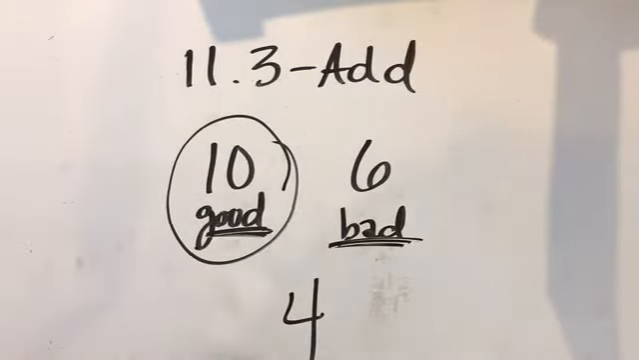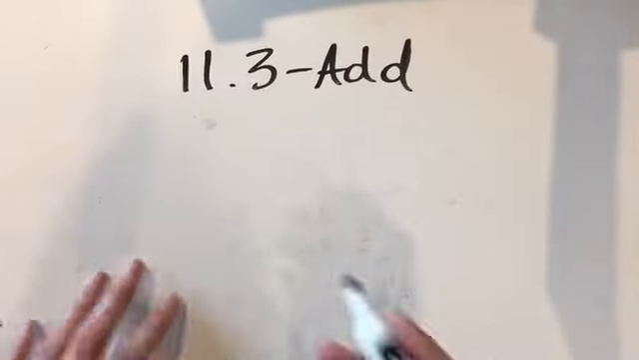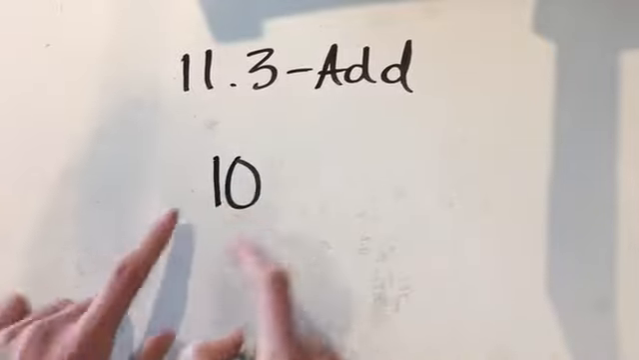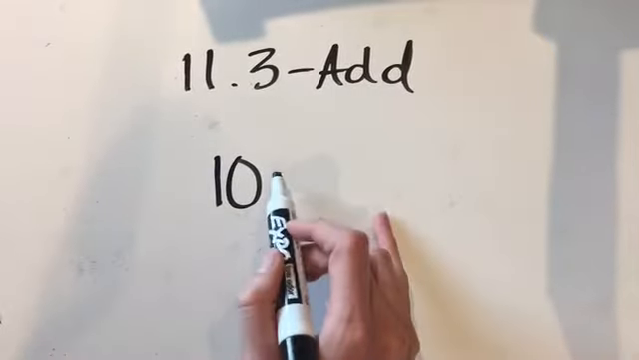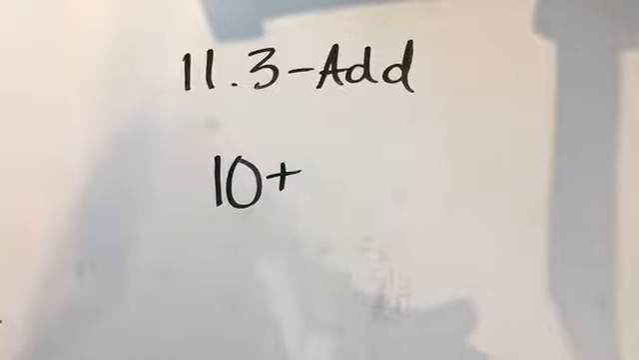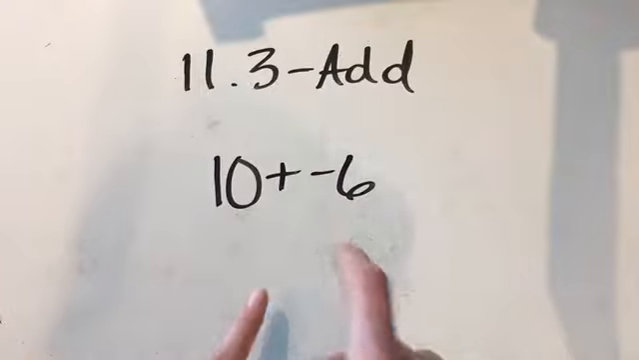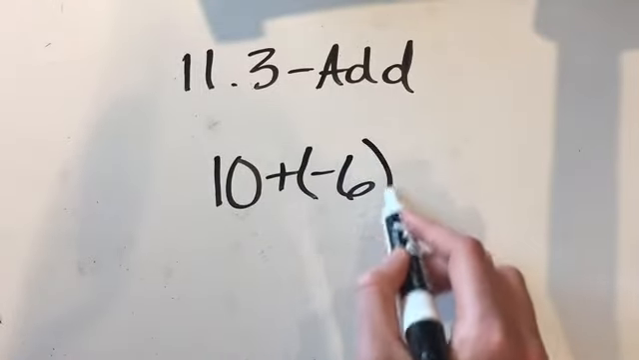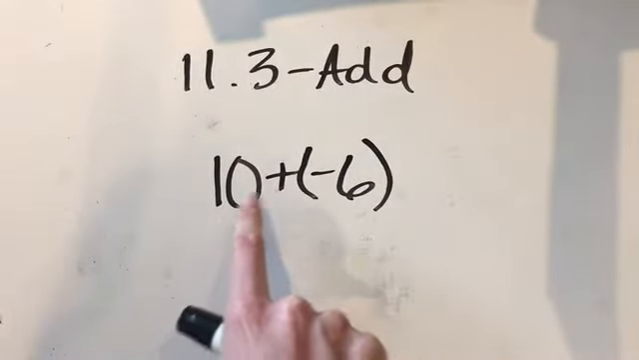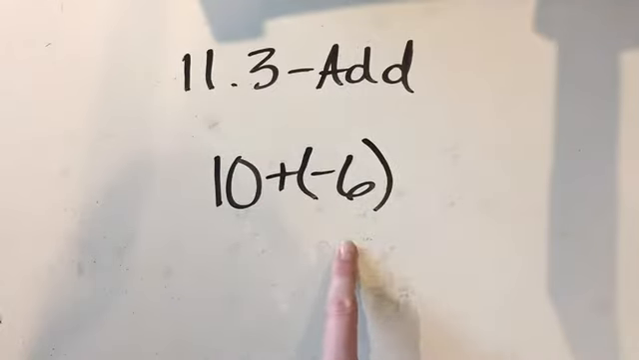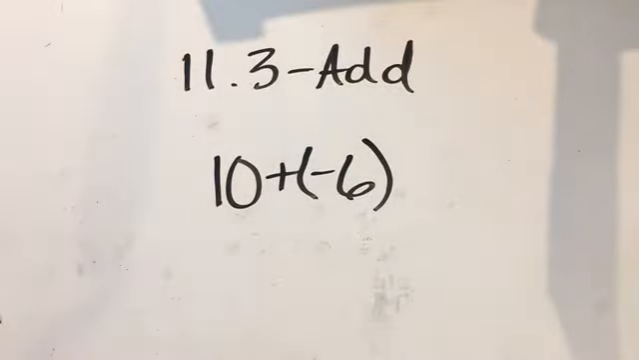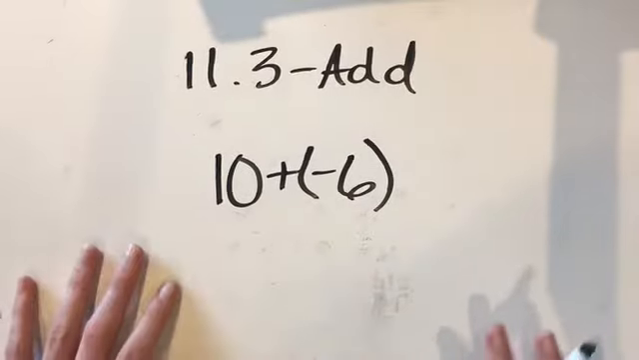So let's look at this as if this was a problem. Instead of using good and bad, let's use positives and negatives, okay? So 10 good guys would be 10 positive, or positive 10. Plus, because we're learning about addition today, we have 6 bad guys, so we would write that as negative 6. Now, we can't have these two signs stacked up on each other, so you'll notice today that we use parentheses. So if we were to read it, it says 10 plus negative 6.